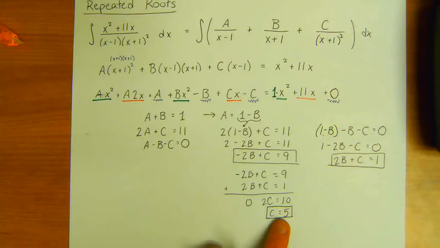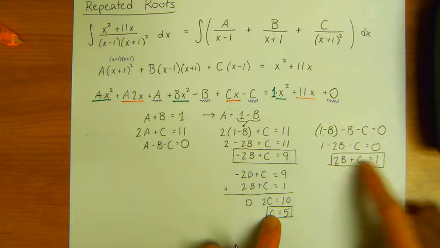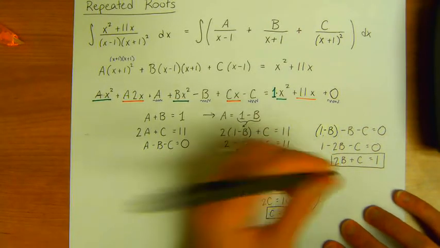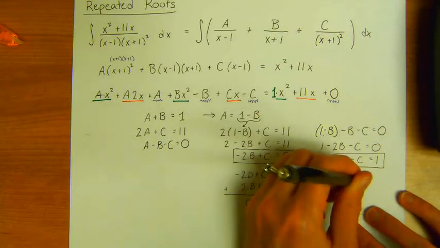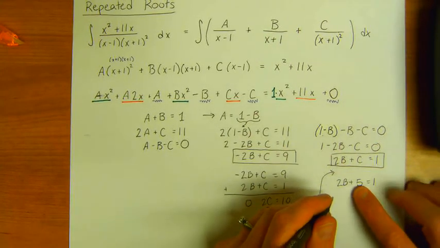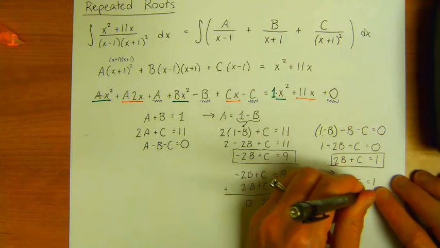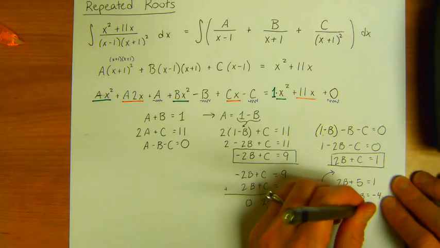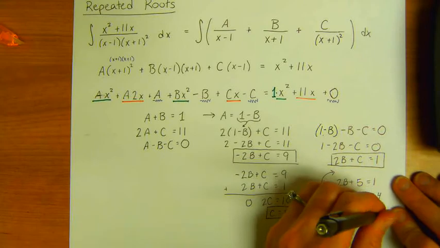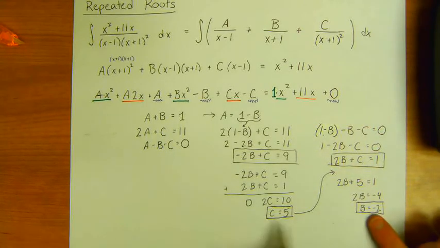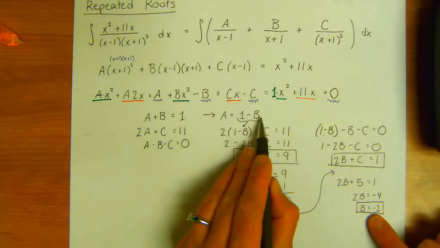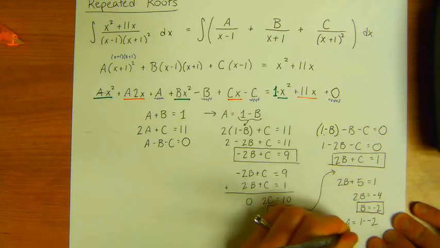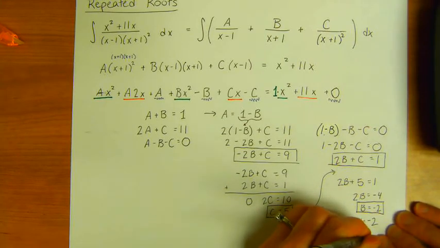Hooray! So now we found out a value of c, and we can plug that c value into any one of these previous equations. I'll just plug it in here because I think it's easiest. So we get that 2b plus 5 equals 1. I'm going to subtract 5 from each side, and I get 2b equals negative 4, right? 1 minus 5 is negative 4. So that means b equals negative 2. And then finally, if a equals 1 minus negative 2, that means that a is equal to 1 plus 2, which is 3.